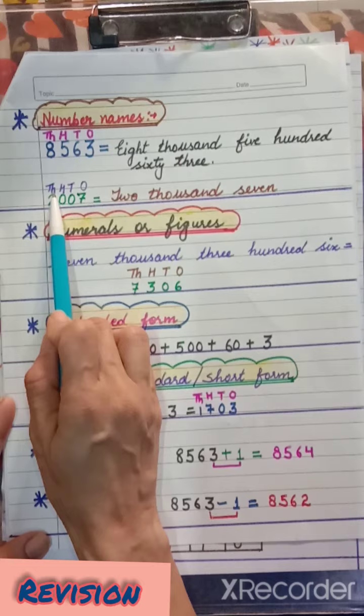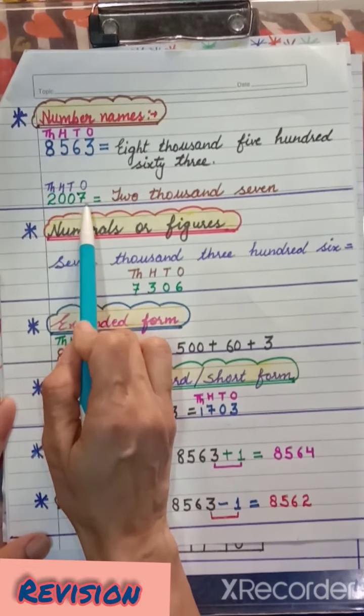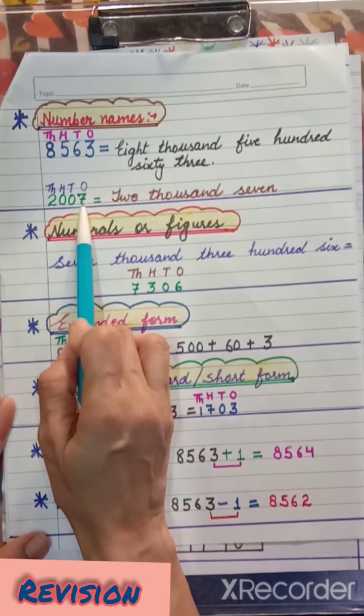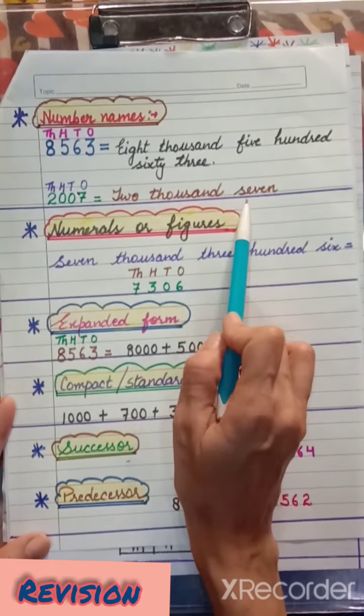Next is 2007. Again, we write the place value table on the above side of the number. 2 is at thousands place, so 2000. Here hundreds 0, tens 0, but at ones place we are having 7, so we write the spellings of 7. So the number name is 2007.